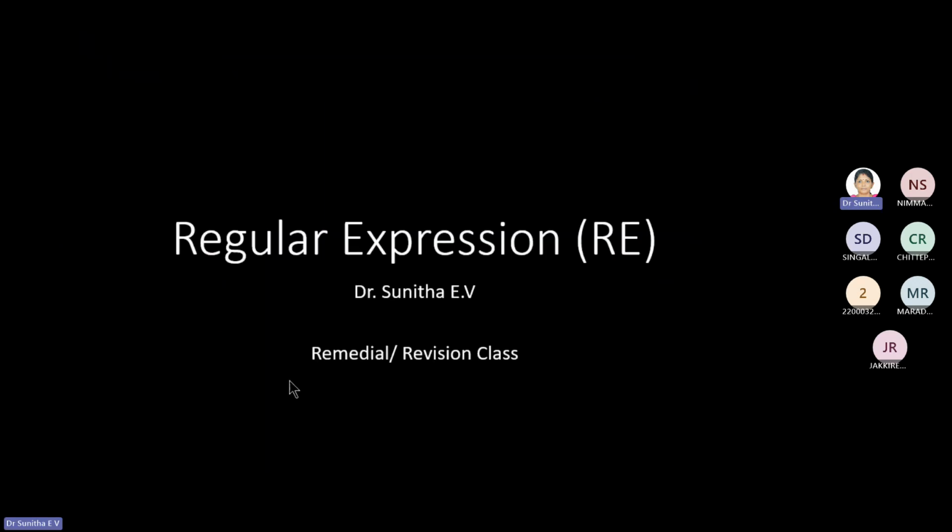Regular expression and finite automata both represent what? Regular languages. Okay, both are representing regular language. Finite automata and regular expression both represent regular language. Okay, and we have to do the conversions. If a language is given, you should be able to write its regular expression, and if a regular expression is given, you should be able to find out the language.